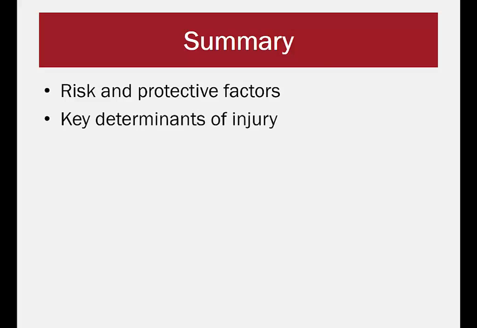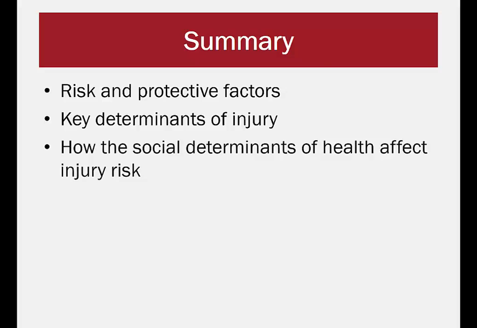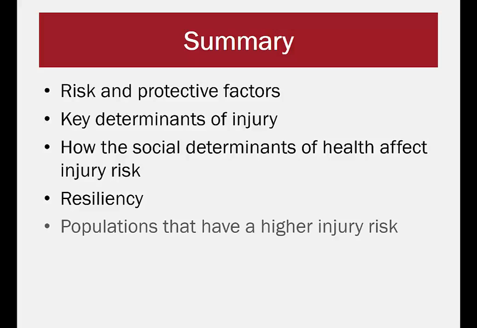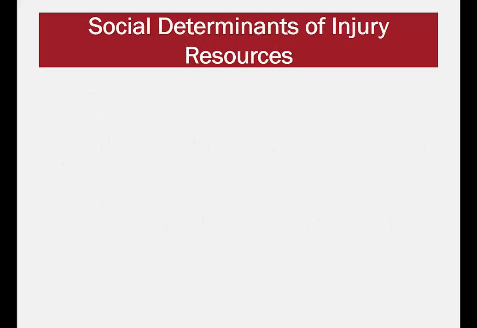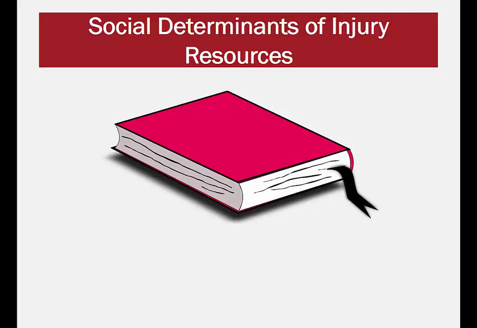In this module, we explore the economic and social conditions that contribute to injury risk. You should now be able to differentiate between risk and protective factors, identify key determinants of injury, and understand how social determinants of health affect injury risk. Be aware of the concept of resiliency, and be able to identify populations that have a higher injury risk. Below, you will find a few resources if you are interested in learning more about the social determinants of injury.